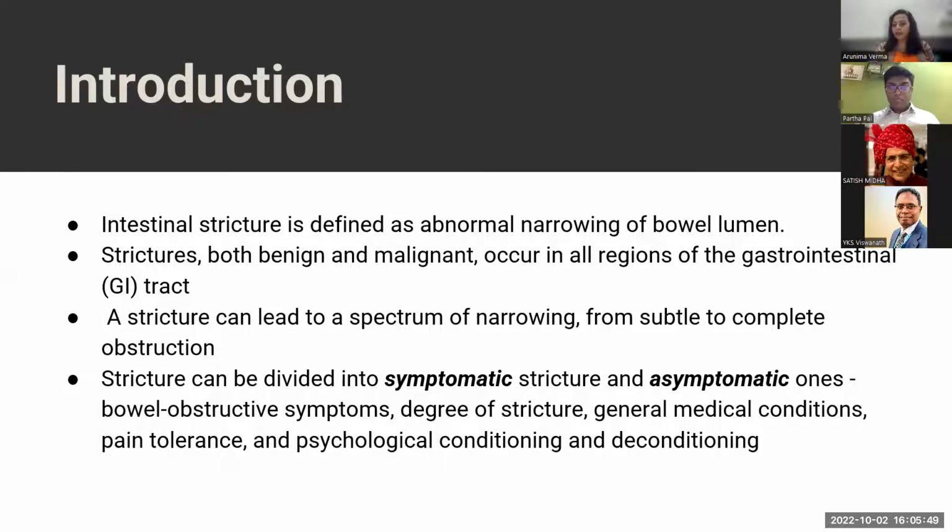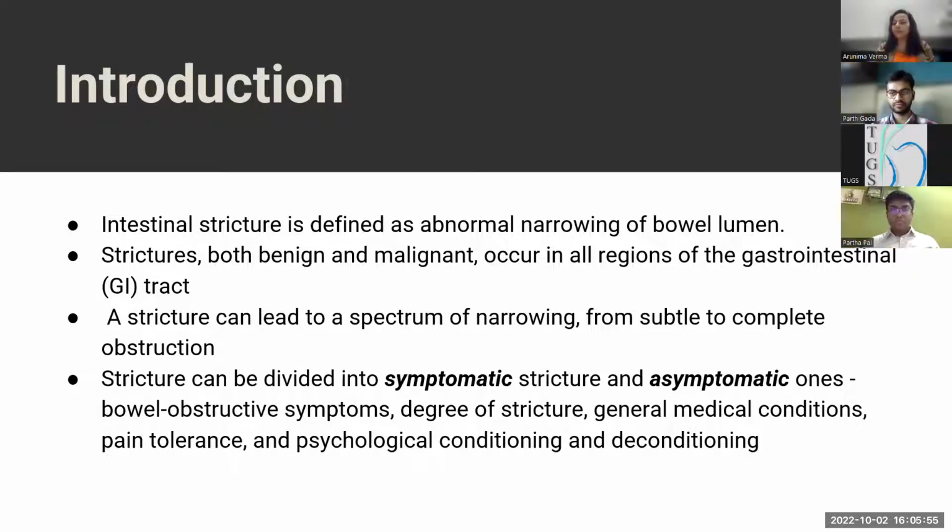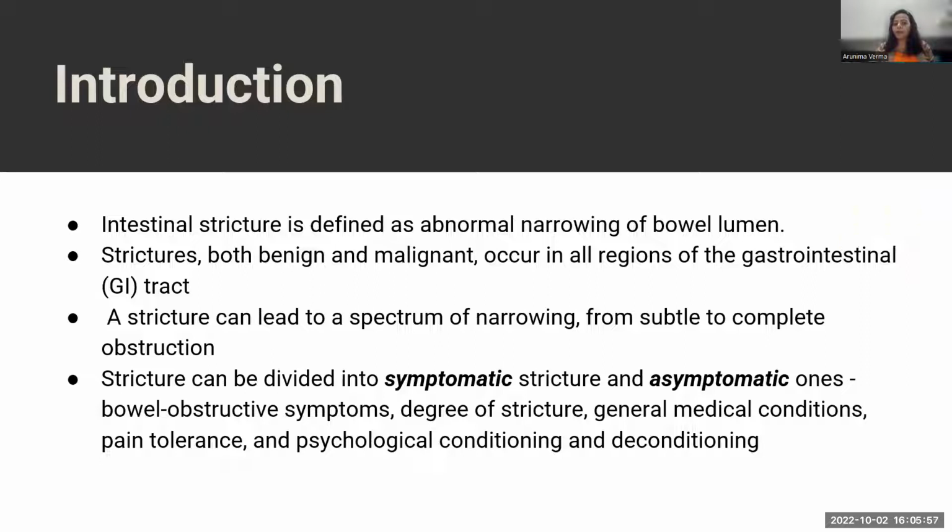be both benign and malignant and can occur in any part of the GI tract. The stricture can lead to a spectrum of narrowing from subtle to complex, and that can result in symptomatic or asymptomatic strictures. Symptomatic ones may present as bowel obstructive symptoms, and it will depend upon the degree of stricture, the general medical condition of the patient, the pain tolerance, and the psychological conditioning and deconditioning of the patient.